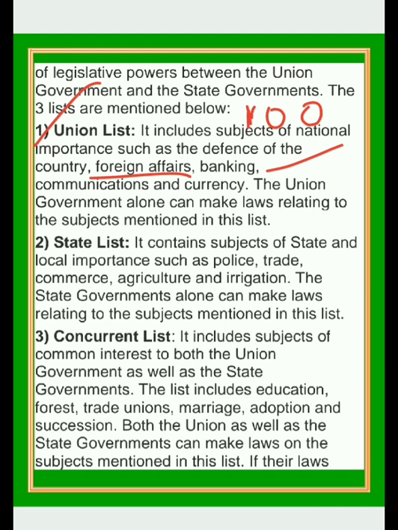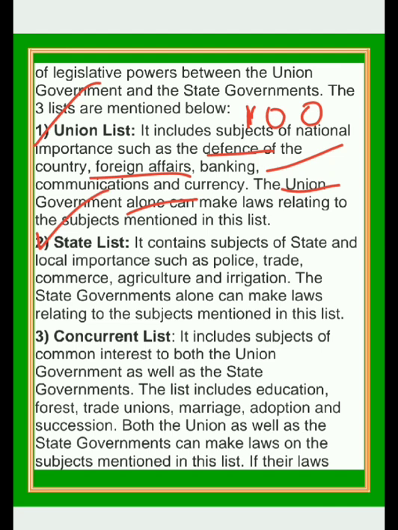Then communication, then defense of the country. All such 100 subjects are of national importance, so they are included in the union list. It means the union government or the central government can make laws on these subjects. Only the central government, alone, can make them.